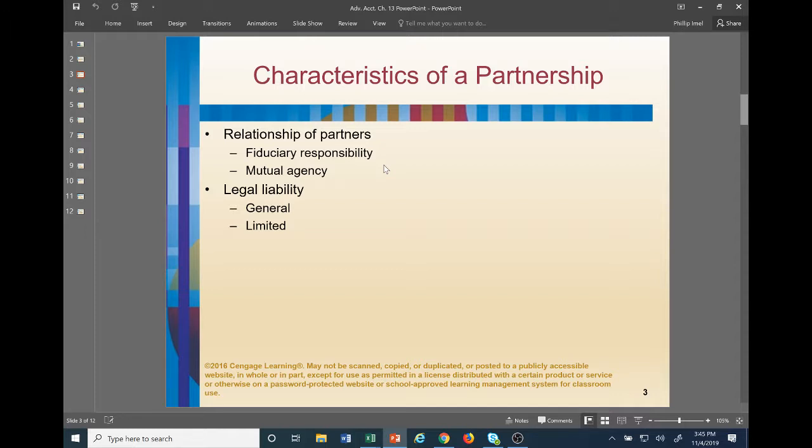Now, partners in an LLP are not personally, jointly, and/or severally liable for obligations of the partnership that arise from the omissions, negligence, wrongful acts, misconduct, or malpractice of other partners.